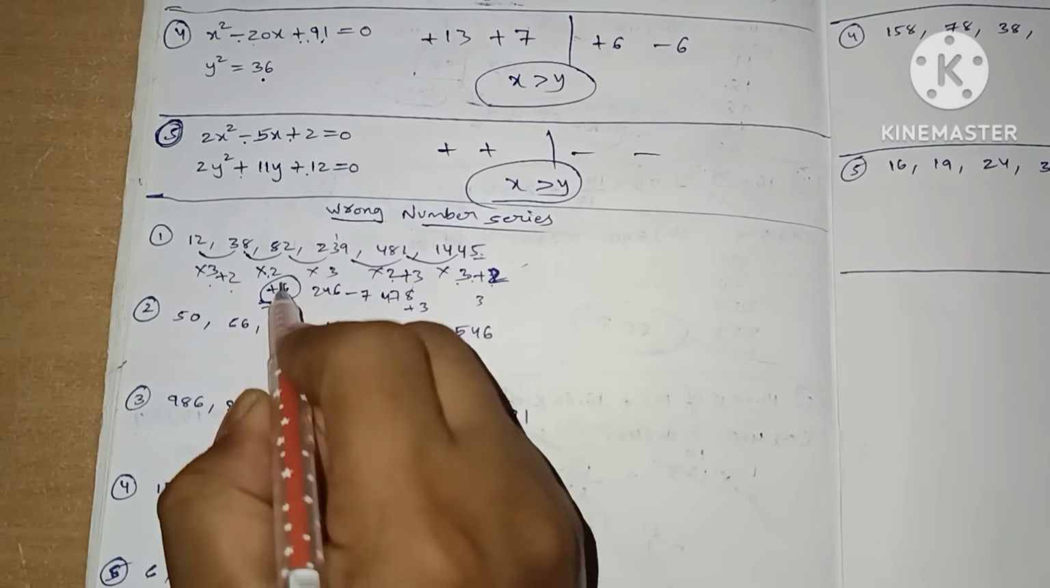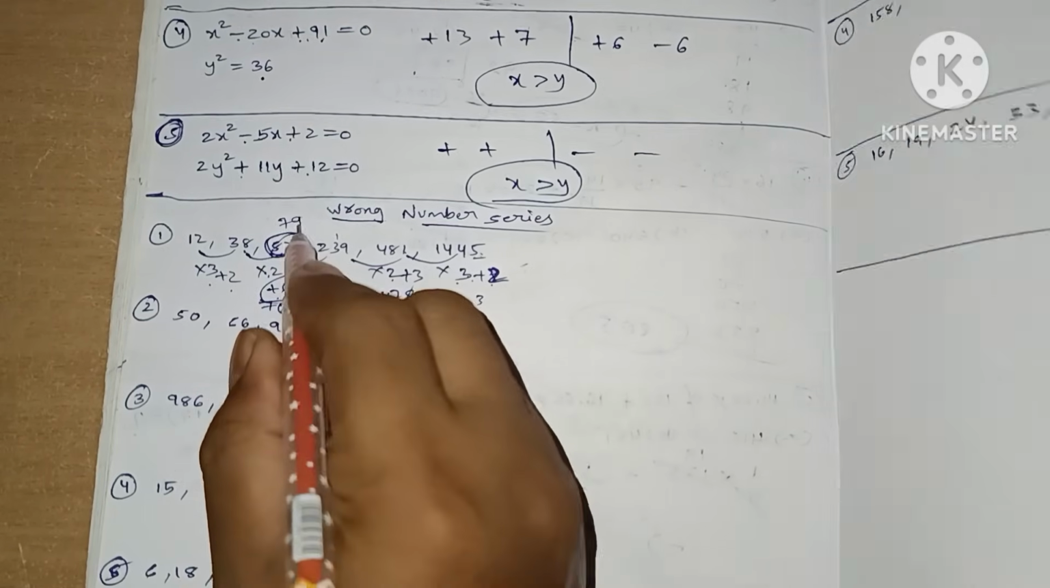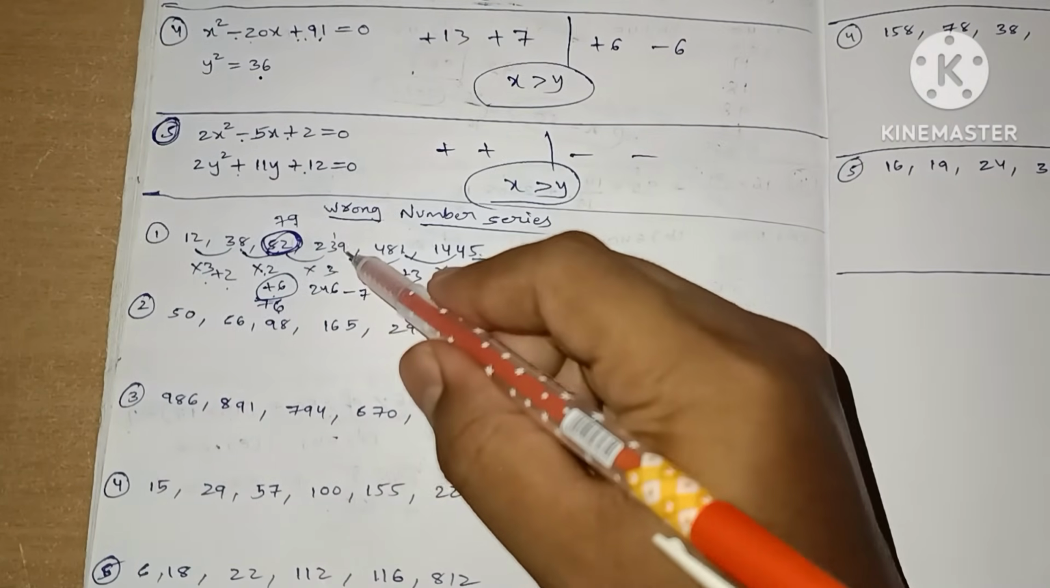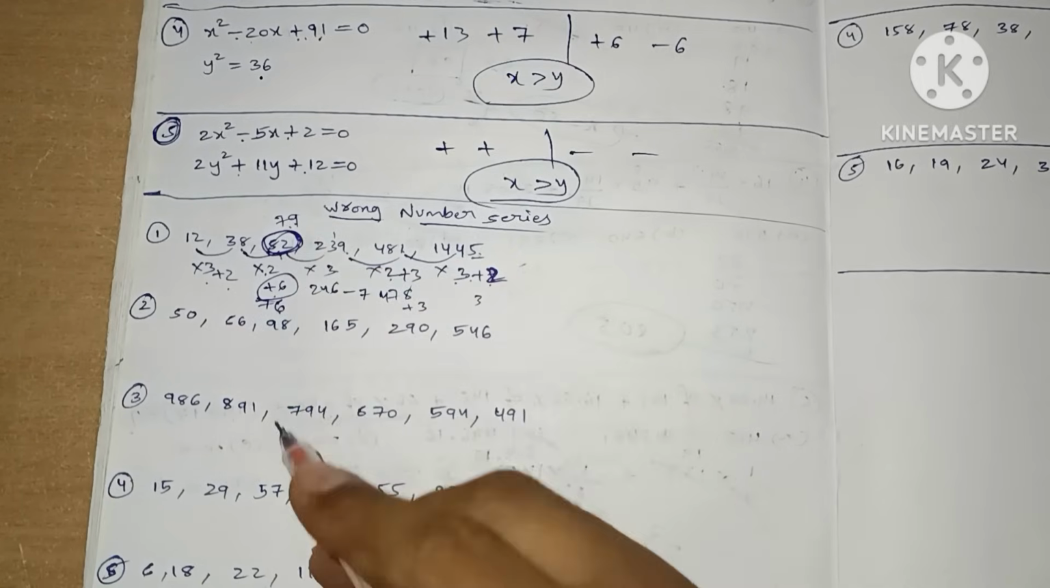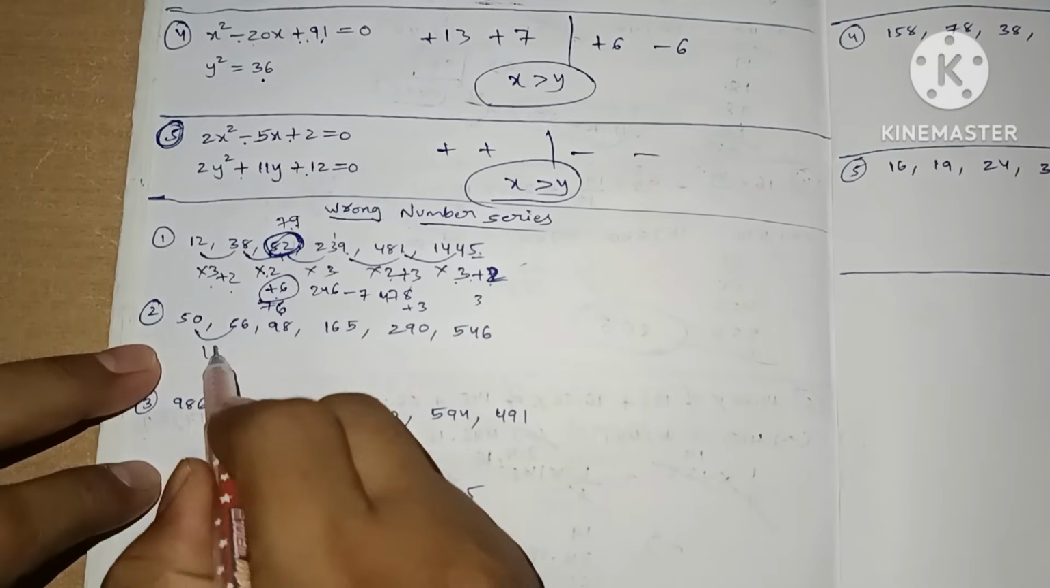76 plus 3 will be 79. So this is a wrong number. 9 3 times is 7. 7 plus 2 will be 9. So our wrong number is 82. Right number is 79.